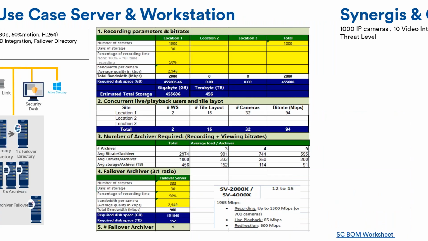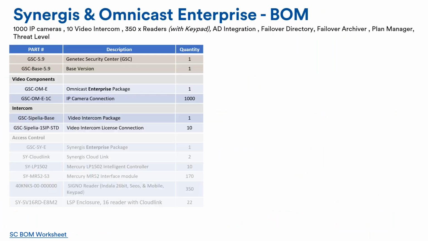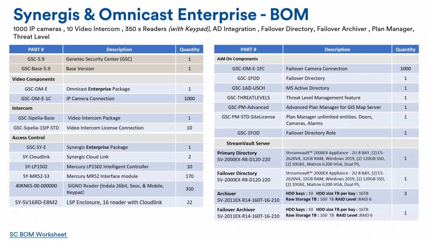So building on that, our bill of materials would be as follows. So we would have 1,000 IP cameras. So we would need to have, obviously, 1,000 IP camera licenses. We would need to have 350 readers with keypad. So we need to quote 350 keypad as well.